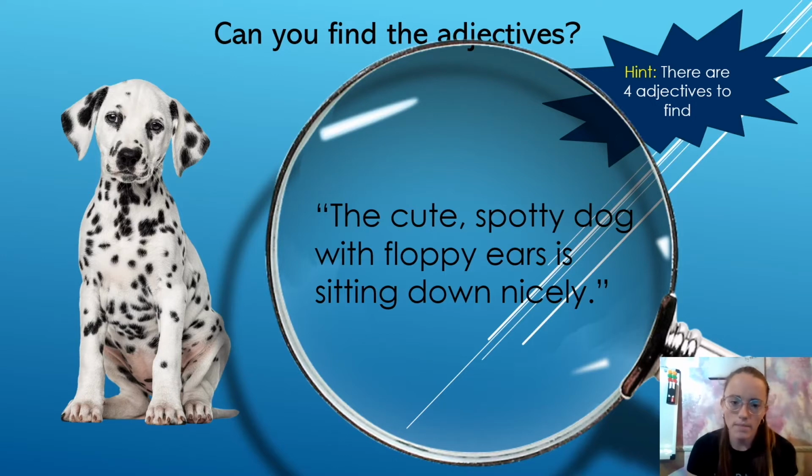Now, let's go through them. The cute is an adjective. Spotty is our second adjective. Dog with floppy ears. So floppy is describing its ears. That's our adjective. Is sitting down nicely. So nicely is describing how it's sitting down. So that is our 4th adjective. The cute spotty dog with floppy ears is sitting down nicely. And we have all 4 adjectives. Well done!